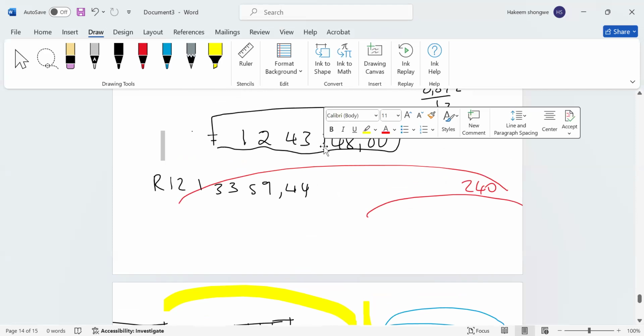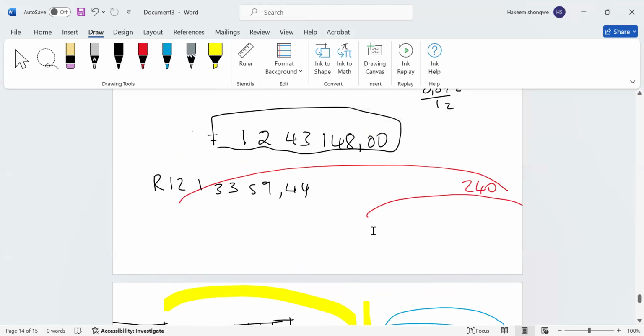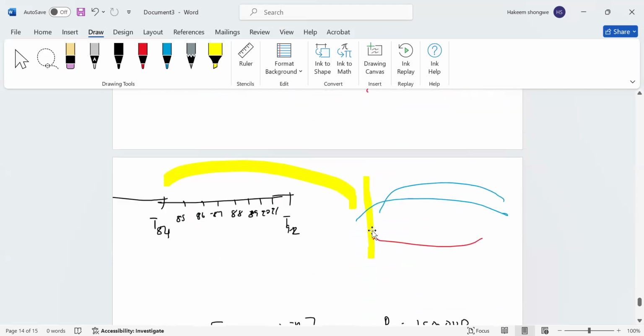So you say you have this amount, wasn't it? Yes, I have it. So we're going to take it and put it here on our timeline so that we understand what's happening. I'm going to write it in red. So it's 1, 2, 4, 3, 148, 0.00, like this. Okay.